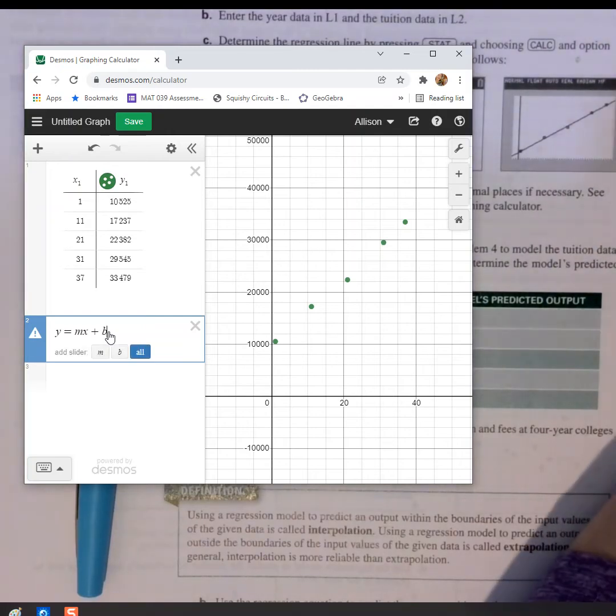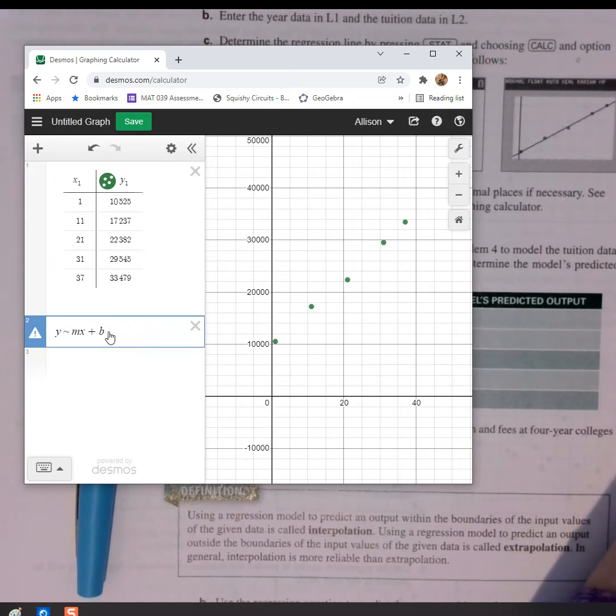Now, I need to tell Desmos how to make this line. And I want it to approximate the line that's going to best fit this data. So the first thing I'm going to do is take off the equals and make it an approximate sign with a tilde. It's next to the number 1 key on my keyboard. So I'm going to use the approximate symbol to tell it to create the best line it can. And then I'm going to tell it where to find the information.